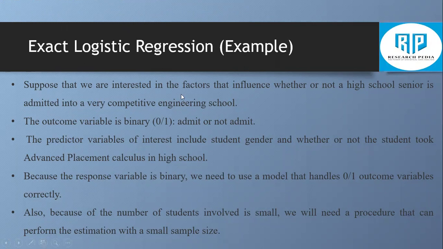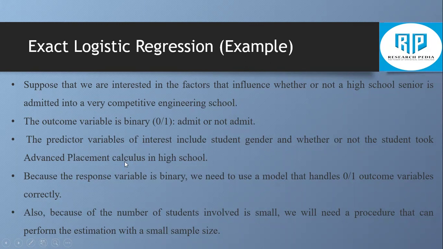Suppose that we are interested in the factors that influence whether or not a high school senior is admitted into a very competitive engineering school. So we need to consider the admission as a dependent variable. The outcome variable is binary, whether the student gets admission or not. The predictor variables of interest include student gender and whether or not the student took advanced placement.